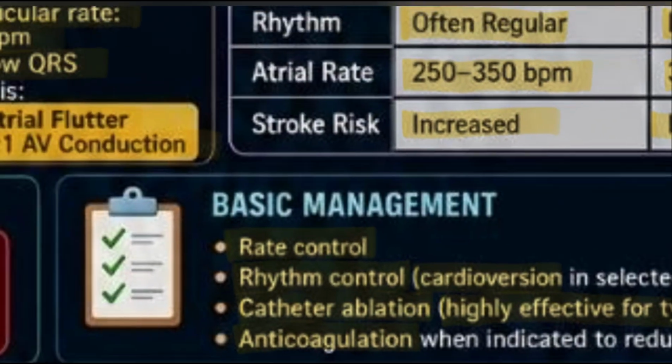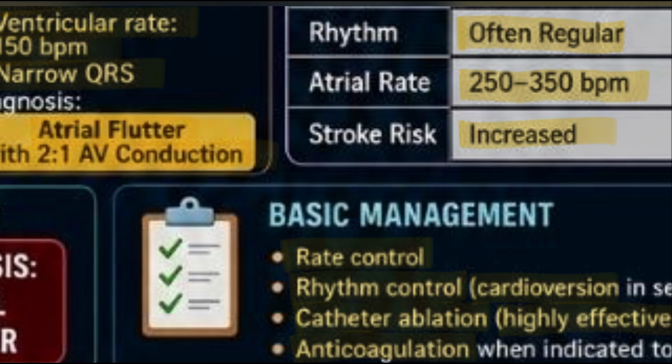Okay, so as a hallmark, if you are preparing for any competitive exams, the atrial flutter hallmark is sawtooth flutter waves. This is the main thing, and the atrial rate will be 250 to 350 beats per minute. The most common ventricular rate is 150 beats per minute, with 2:1 AV block. And whenever a patient has atrial flutter, they are very prone to stroke. The common causes are heart failure, COPD, hyperthyroidism, alcohol, and structural heart diseases. Okay, so these are the main things.